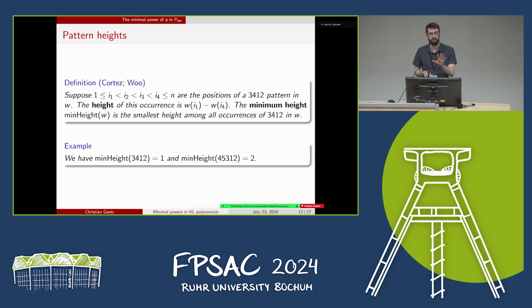So this notion of min height has occurred before. So for example, in this work of Cortez, who was studying classification of the singular locus of Schubert varieties in type A, and Wu was studying Kazhdan-Lusztig polynomials which are just equal to 1 plus q to some power, and that's it. So this notion has appeared before.